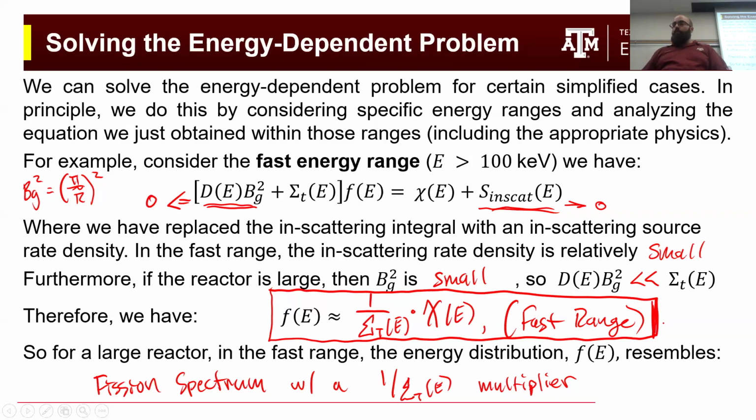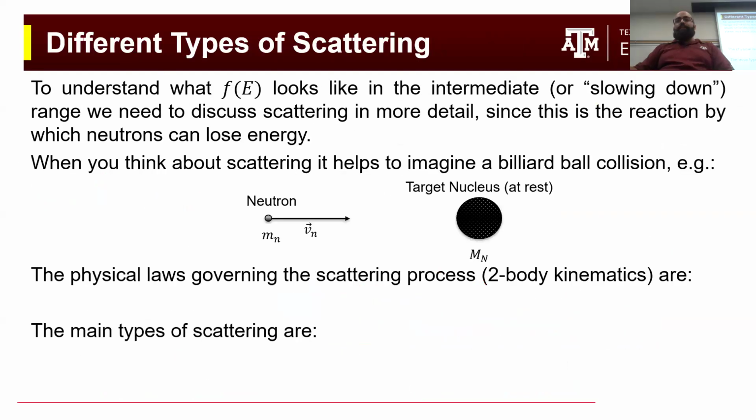And what we're going to do from there is, in principle, we could go through a similar process to understand what's happening in the other ranges. Like the next thing that we want to talk about is what's happening in the slowing down range. And to do that, though, we have to talk a little bit more about scattering, because scattering is the main reaction by which neutrons will lose energy to go from fast to thermal. So we got to talk about scattering a little bit.